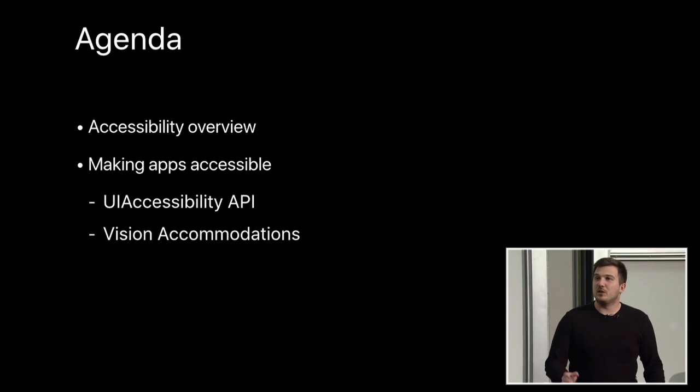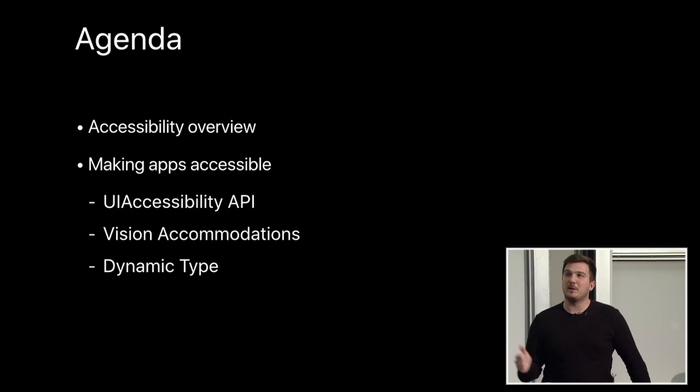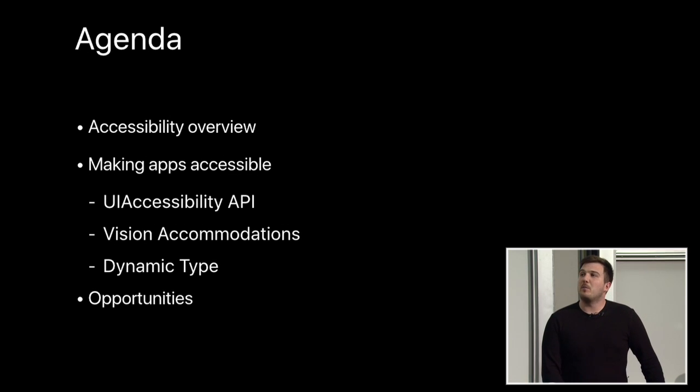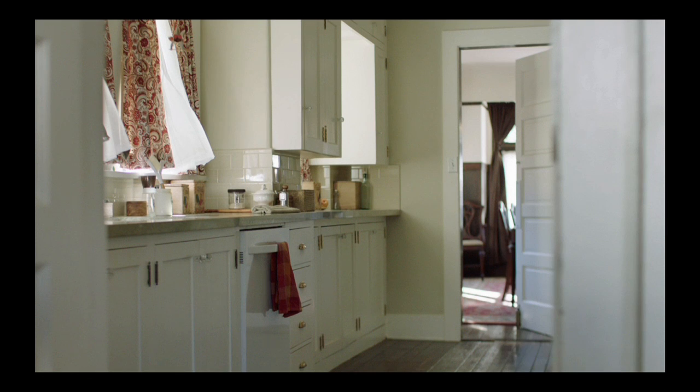So for today, there's a couple things that I'd like to cover with you. First of all, what exactly do we mean when we say accessibility? And once you understand that, how do you take the tools that we've created for you and apply them to your own work to make your apps accessible? Included in that, we're going to take a look at the UI Accessibility API. We're going to take a look at several vision accommodations that you should consider when designing your applications. And specifically, I'm going to call out dynamic type as an important feature. And at the end, I'd like to discuss some opportunities available to you as a developer in the accessibility space. So let's get started. I'd like to begin with a brief video that Apple produced towards the end of last year.